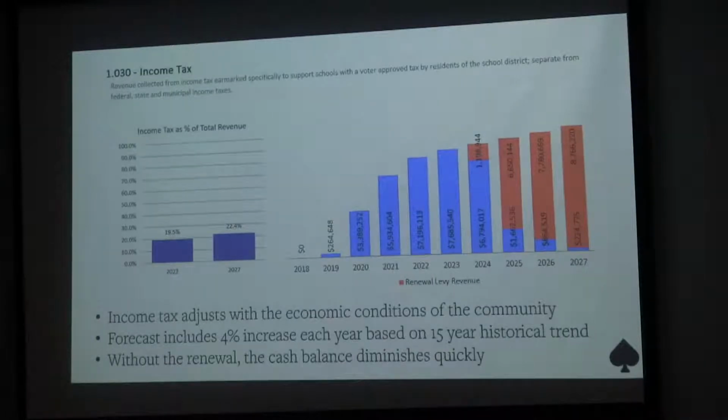All right, so then jumping into the assumptions on the income tax. Again, the income tax is growing from about 20% to 22% if it is renewed. And you can see this is where it's going to sharply drop off without the renewal, which is represented by the orange bars here. So the income tax adjusts with the economic conditions of the community. That's why it's allowing for some growth there. So we have included a 4% increase in each of the forecasted years.